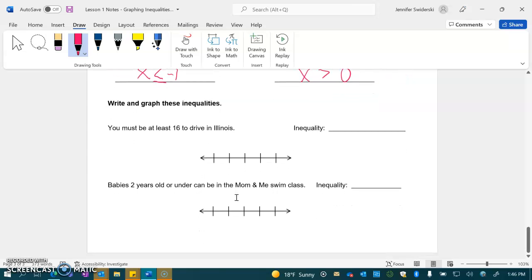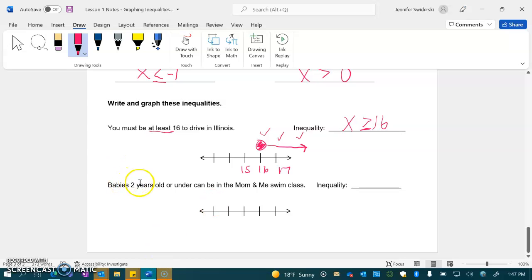It says you must be at least, that's a key word, 16 to drive in Illinois. So let's think about that. If this is 15, let's say this is 16, this is 17. I know my graph starts at 16. Well, can you be 16 to drive? Yeah, you can be 16 to drive. So you could be 16, you could be 17, you could be 18 to drive. So I know these are all true statements here. So x has to be greater than, and since we're including 16, it's going to be x is greater than and equal to 16.